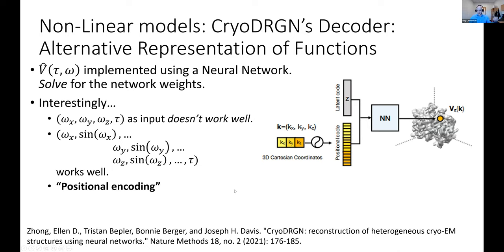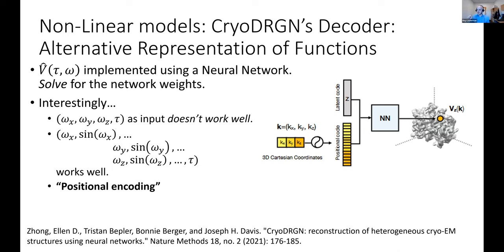So what is a function? A function takes x, y, z, and this tau, and spits out a value. What's the density? In this case, in the Fourier domain, so omega x, omega y, omega z, and this conformation. What they said is, okay, just to implement this function, just use a neural network. It gets this x, y, z, and it spits out a value. And if you want to get an image, just evaluate the image at different coordinates and put together an image. And it works amazingly well.